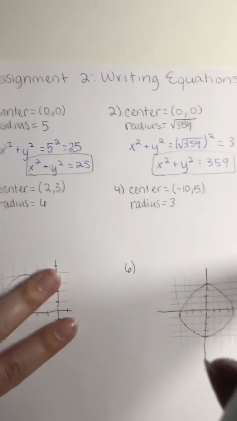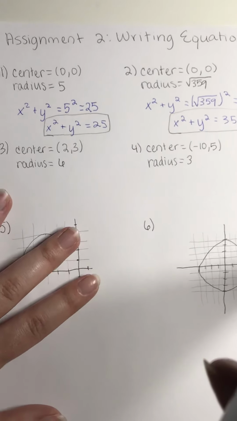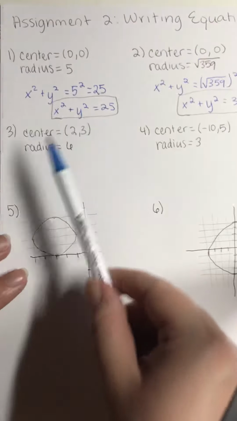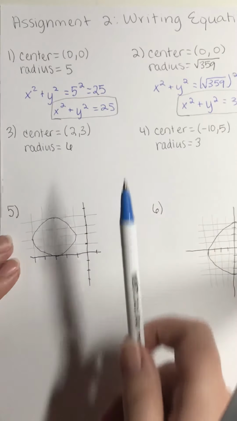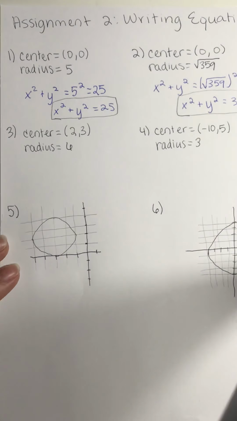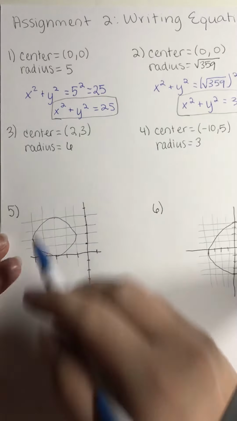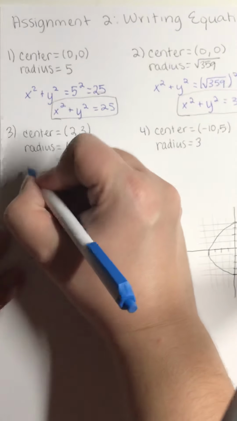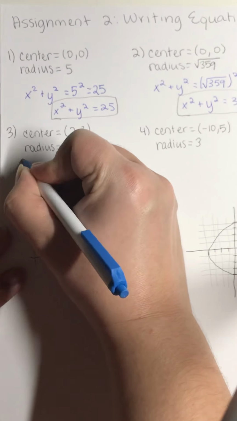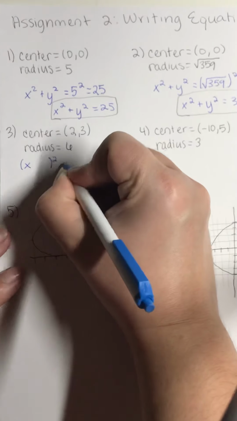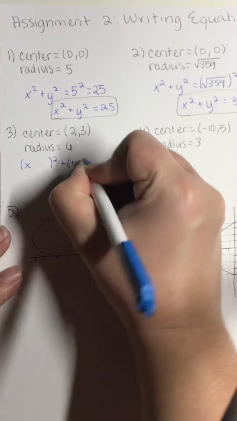All right, so that's what they're going to look like when the center is 0, 0. We won't have any numbers next to x and y, and then the right-hand side will be our radius squared. Let's look at what happens when the center is not 0, 0. For number 3 here, I have my center at 2, 3, and the radius at 6. So I'm going to have a number next to my x and y this time. I'm just going to leave some space and go ahead and write it out.